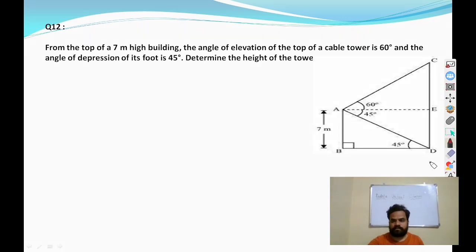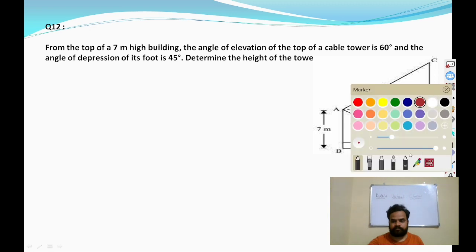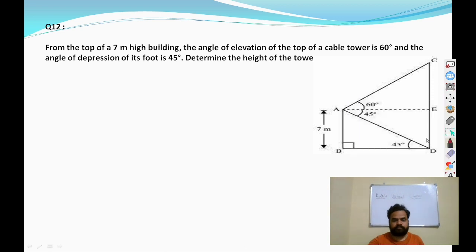Okay, this is question number 12. So I will read the question, all of you observe here. From the top of a 7-meter height building, the angle of elevation to the top of the tower is 60 degrees and the angle of depression to the foot is 45 degrees. Determine the height of the tower. Right? See, they are asking to find the height of the tower observed from a 7-meter height building.